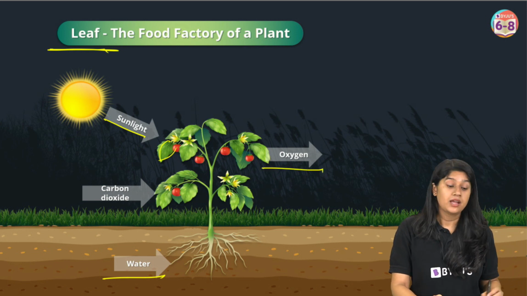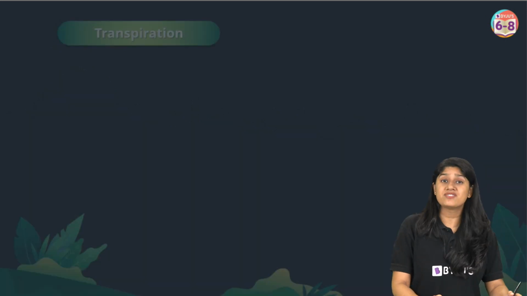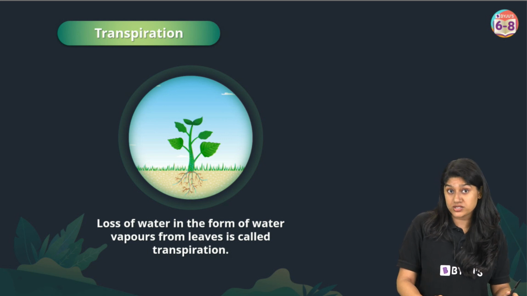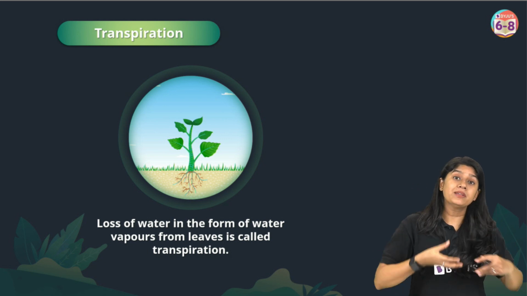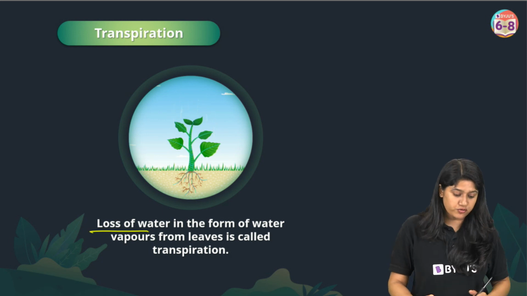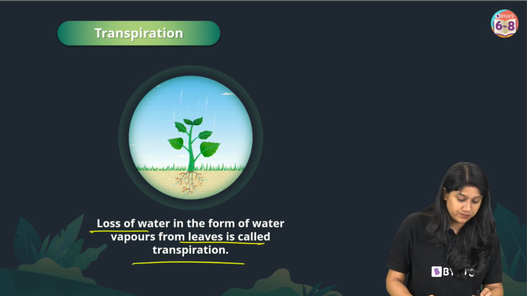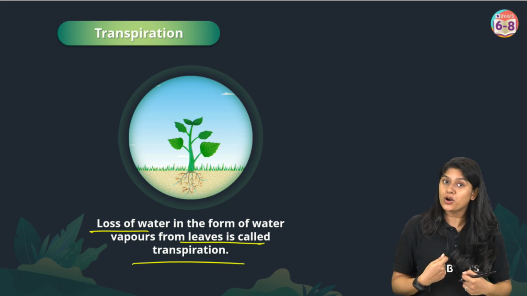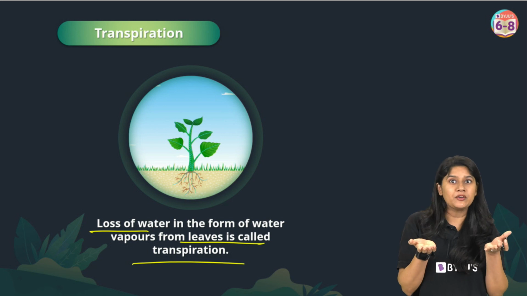Apart from that, leaves play a very important role in the process of transpiration, which is nothing but the loss of water in the form of water vapor from the leaves. So the loss of water in the form of water vapors from leaves is called transpiration. Now this is a very important process, which actually helps to pull the water, and of course helps to cool down the plants also.